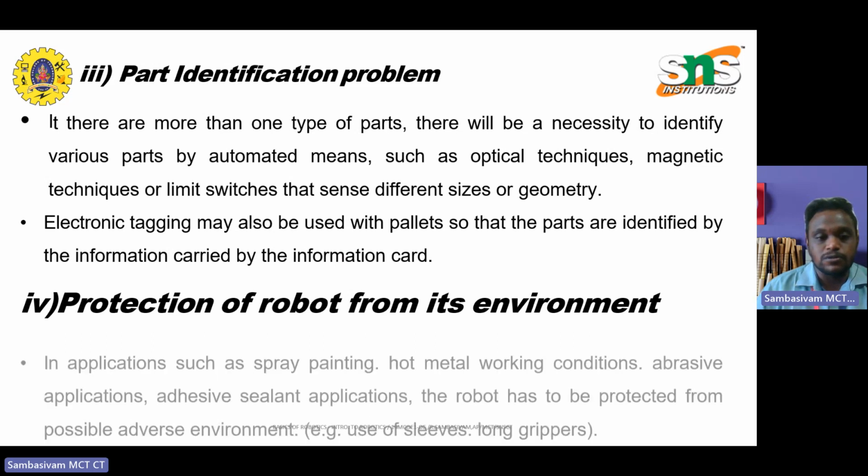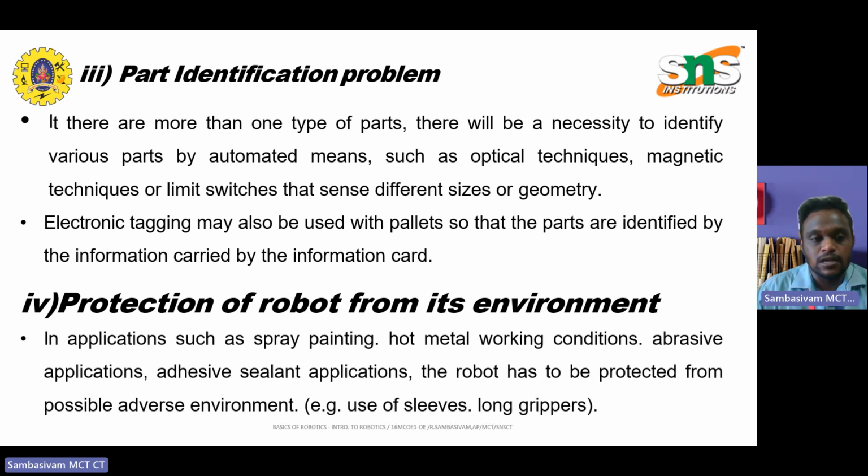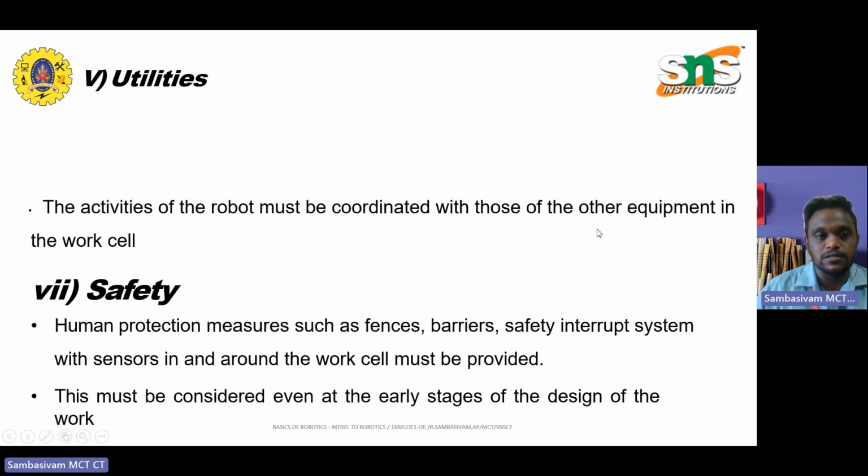The next one is protection of robots from the environment. Normally there are hazardous conditions, for example spray painting, hot metal working conditions, abrasive applications, or adhesive and sealant applications. The robot has to be protected from these activities so that it does not get eroded or corroded in the possibly adverse environment, for example by using sleeves or long grippers so that particles have no effect.